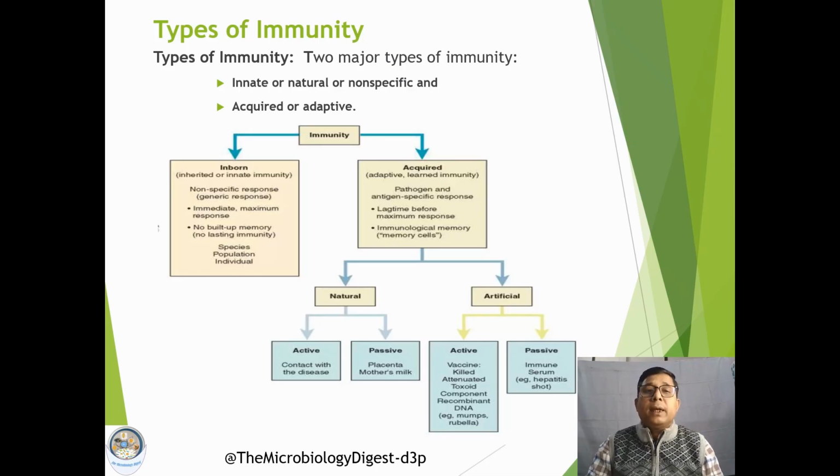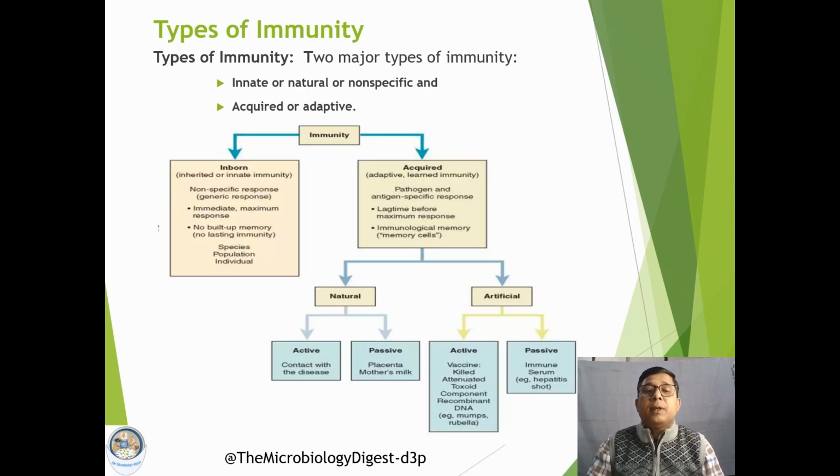First one is called innate immunity. This is also otherwise called natural or non-specific immunity. And the second type is called acquired immunity or adaptive immunity. So immunity, as I said, we can divide into two types: innate immunity and adaptive immunity.